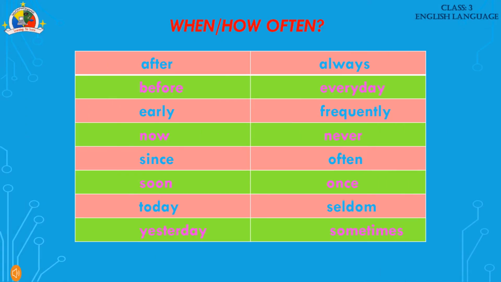Here in the list case we have such words that describes when something happens like after, before, early, now, since, soon, today, yesterday. These adverbs answer the question when something happens. Here we have some other words that tells us how often the action occurred. That are always, every day, frequently, never, often, once, seldom, sometimes.